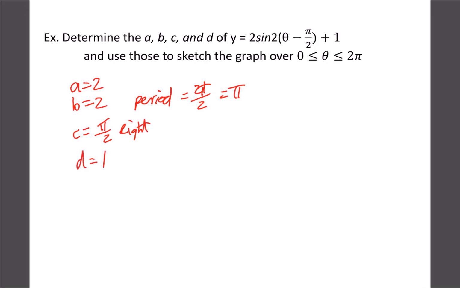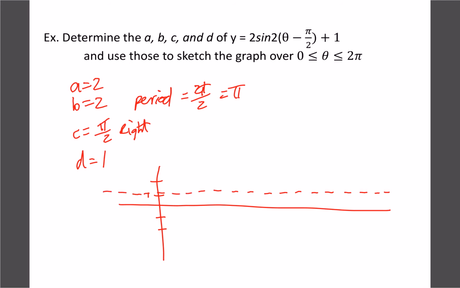And we have a d of 1, so we're going up 1. So when you're drawing these, it's usually a good idea, I would say, to put the midline in first. We didn't on the last one, but let's try it this time. So we have a midline of 1, so we know that our graph's going to be shifted up, so let's draw that midline at 1.